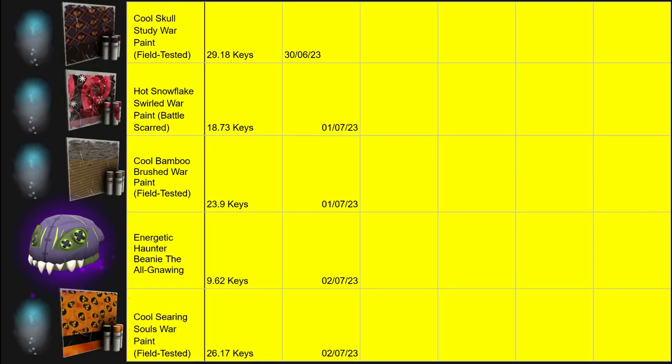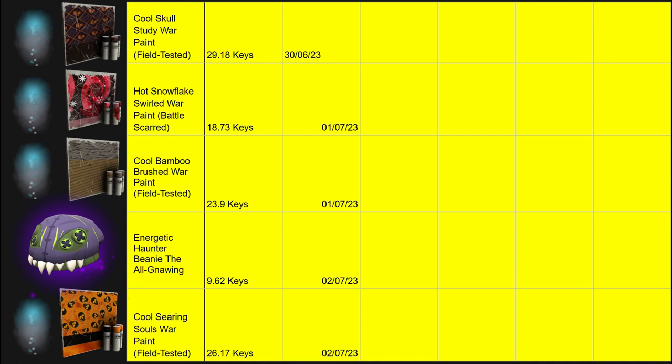Cool Skull Study Warpaint Field Tested. A nice looking warpaint and a decent price. It's not very unique, so no one has bought it yet. Isotope and Hot are much better looking on something like this. Hot Snowflakes World Warpaint Battle Scarred. That is an extremely cheap price to buy for, but it is a bit lackluster.